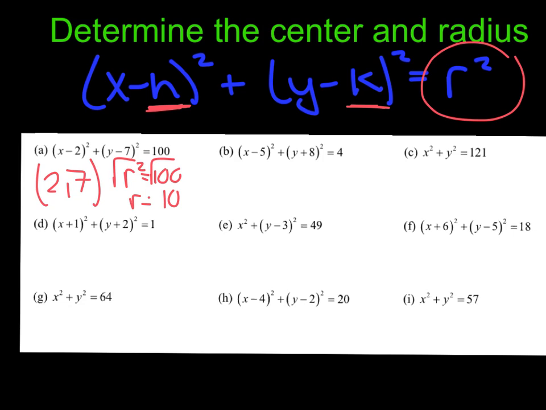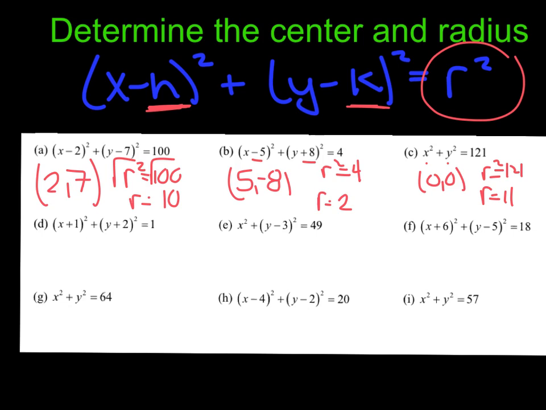I'll do another couple nice ones here. I would say my center is (5, -8), because I'm taking the opposite of that. Again, my radius squared is 4, so my radius is just 2. In C, you'll notice that they're not adding or subtracting any numbers. So there is a number that represents nothing, and that, of course, is 0. So this one's centered right at the origin. My radius squared is 121, therefore my radius is just 11.